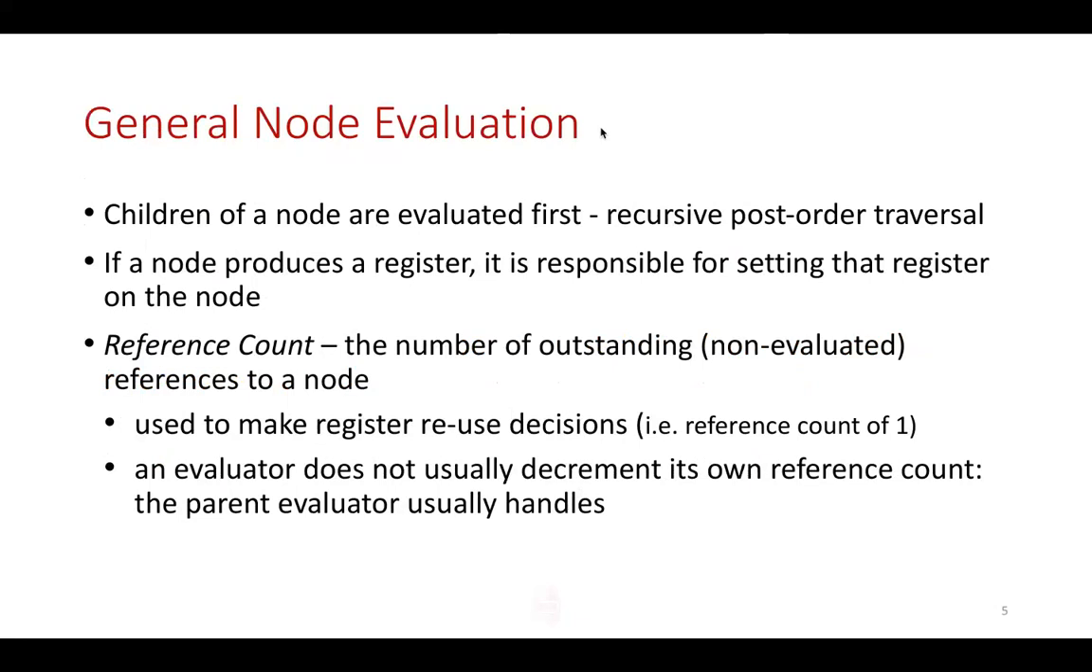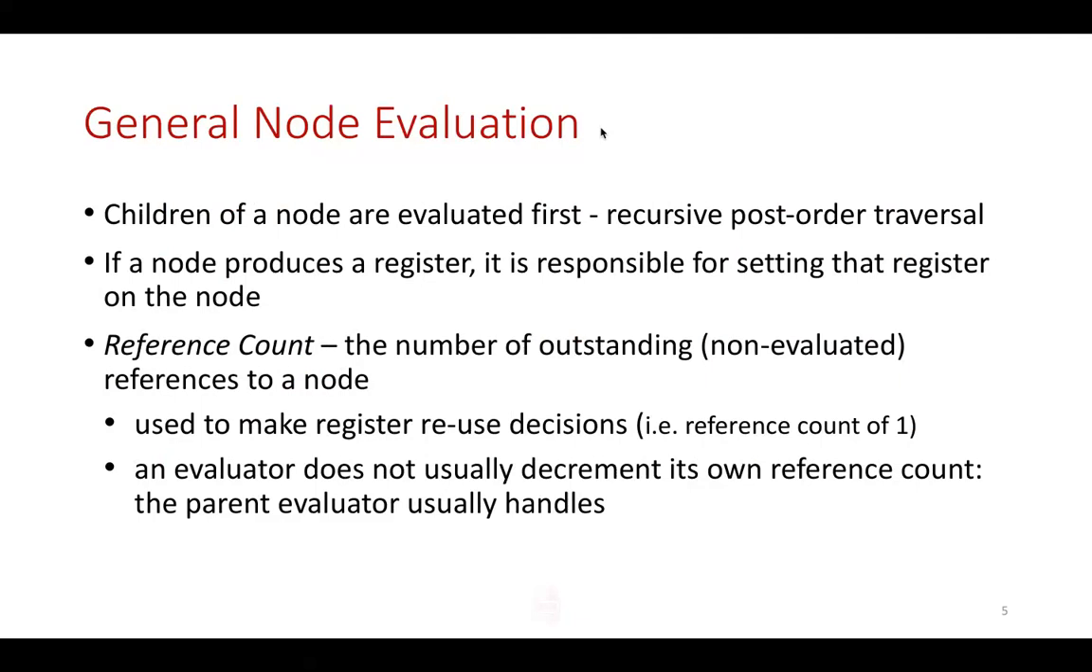The way that the nodes are generally evaluated is that the children go first. We do a recursive post-order traversal. I showed an example of that in the presentation a couple of weeks back. Then once a virtual register is produced, you set that register on the node, and that register becomes the value that represents that node. The whole thing is guided by these reference counts. So how many times have you seen a particular node in the trees?